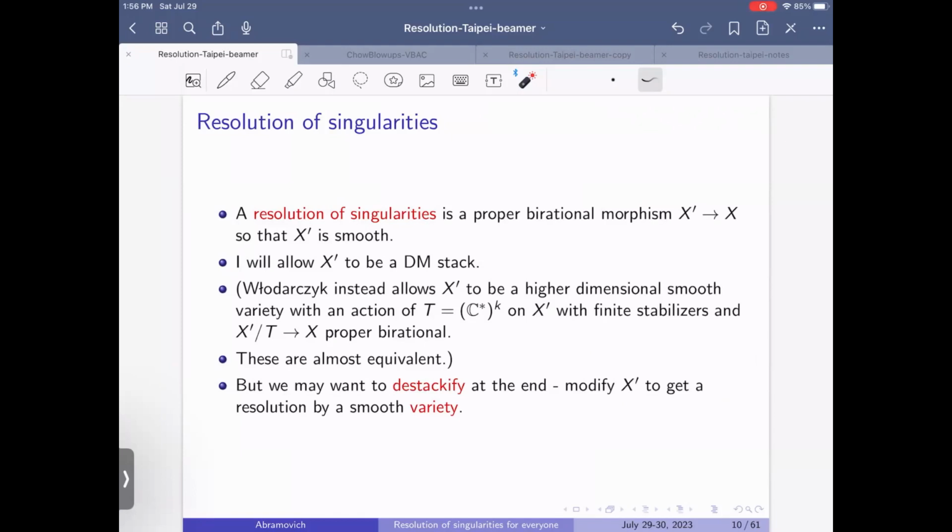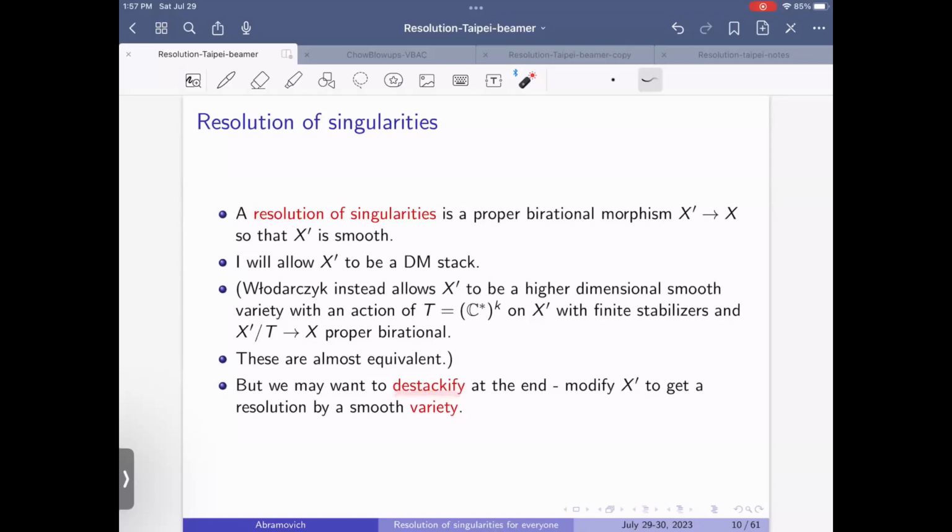Even so, I like to work with algebraic stacks, but even so, there are aspects of algebraic geometry that are not as well developed for stacks as for schemes. And maybe you want to go back to a scheme at the end. So hopefully we might have a chance to discuss. At the end of the process, I will have a smooth stack, or Wodarczyk will have a higher dimensional variety with a group action, such that the quotient has quotient singularities.